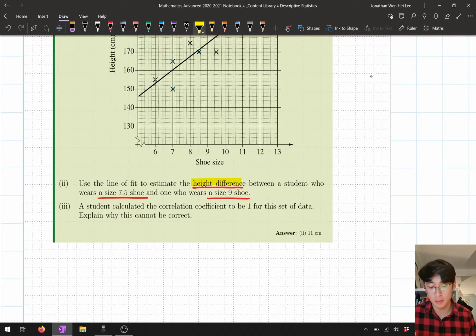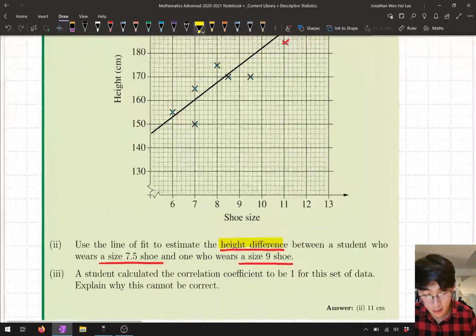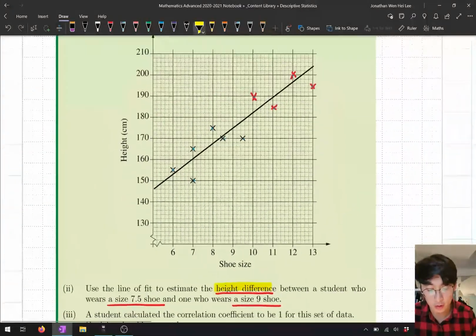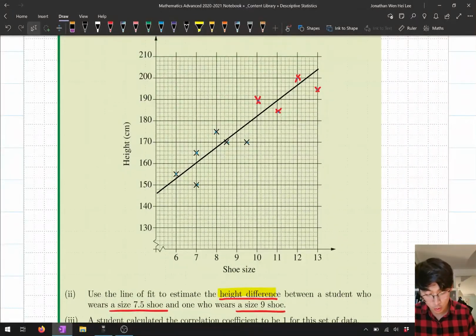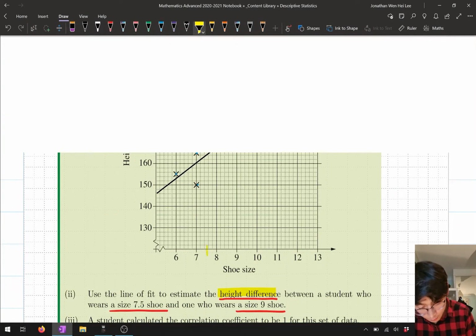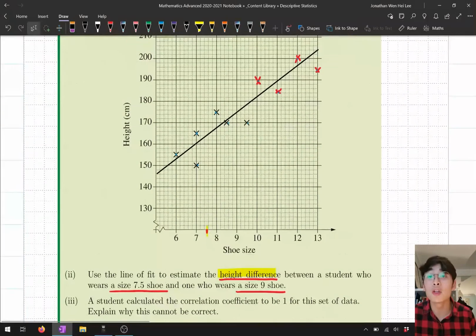So what we want to do is use our line of best fit and find the height of a student who has size 7.5, and then find the height of a student who is size 9. So I'm going to go to my data set and find where shoe size 7.5 is. Shoe size 7.5 is over here. Okay.